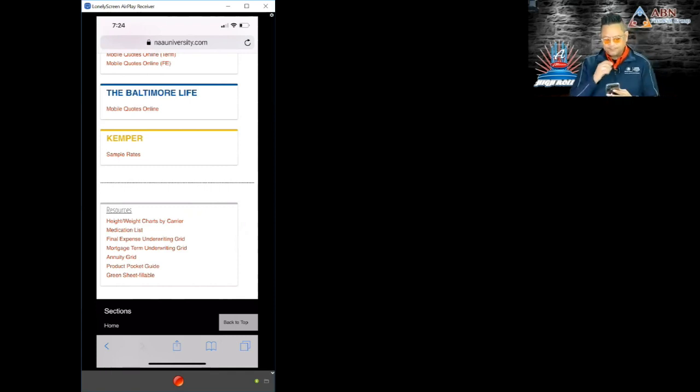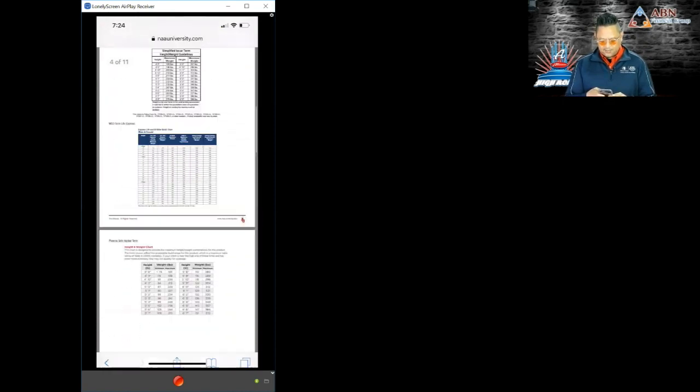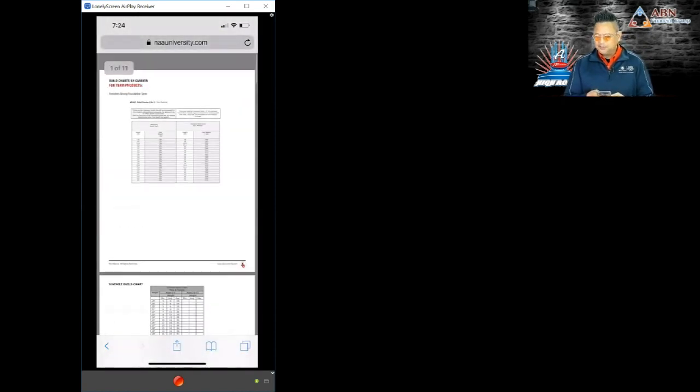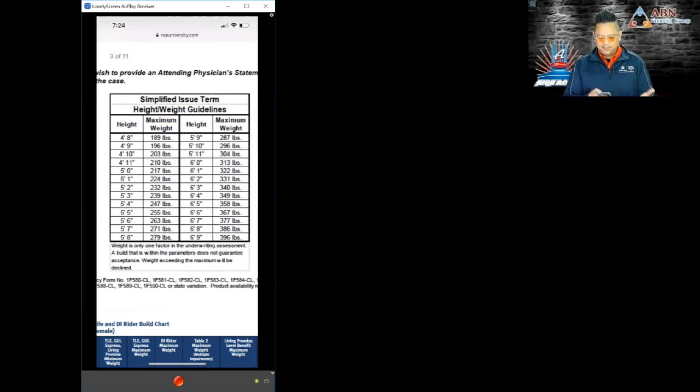So we're going to go to the height and weight charts by carrier, and I like the CFG product for a lot of reasons. So I'm going to go to the CFG height and weight chart, Claiming Financial Group, Safe Shield term. This shows me what the height and weight guidelines are for the client for Claiming Financial Group. Again, I like CFG because they pay quick. Their underwriting guidelines are pretty good, and they seem to be one of our strongest carriers.